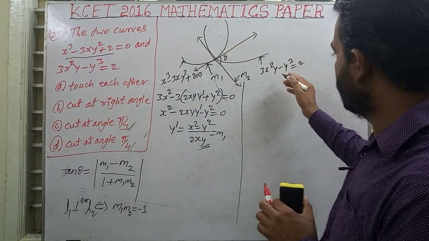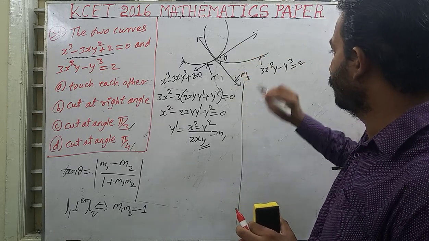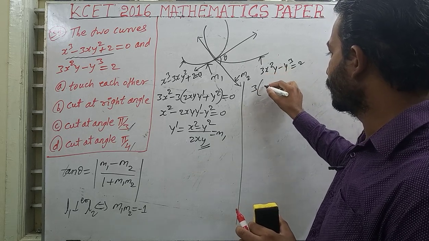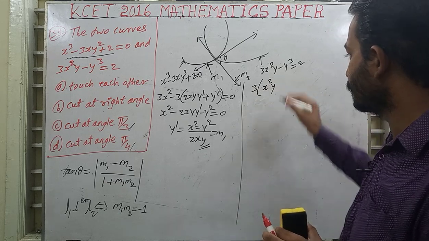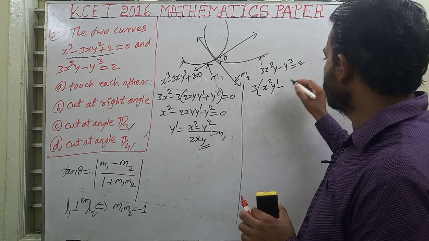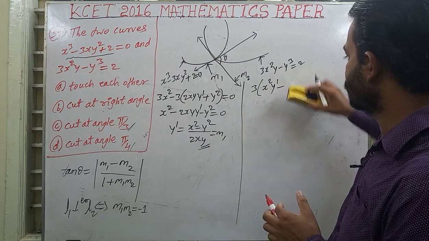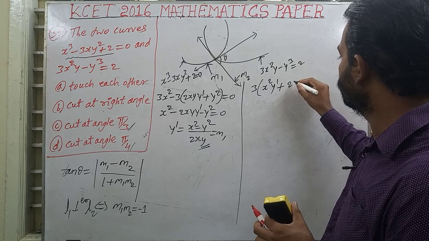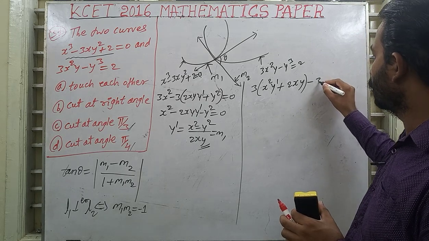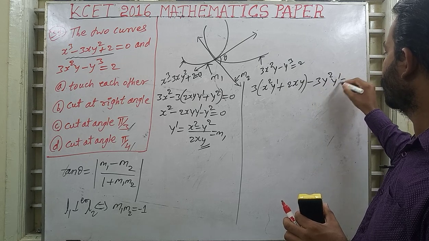Once again, differentiate this curve with respect to x. We get the slope of the tangent of this curve, which is m2. So here also apply the product rule. 3 taken outside, x square taken as constant, the differentiation of y is y dash; y taken as constant, the differentiation of x square is 2x, giving 2xy. Then minus y cube: differentiate to get 3y square y dash. The derivative of the constant 2 is 0.